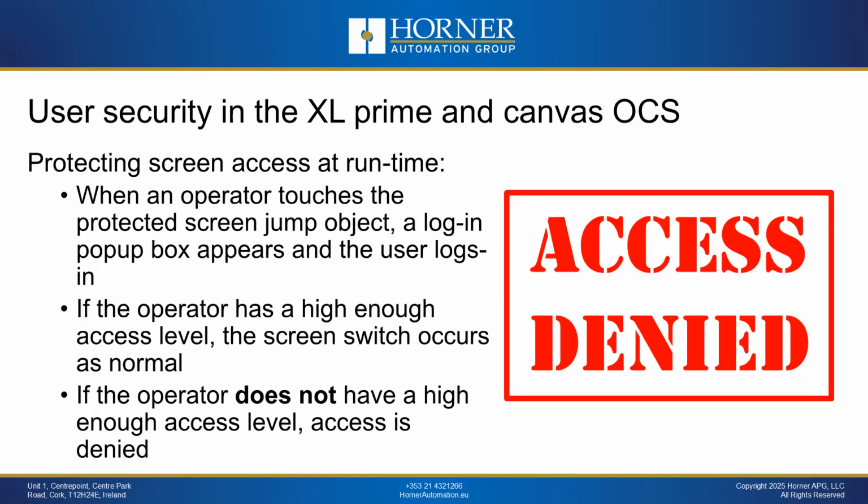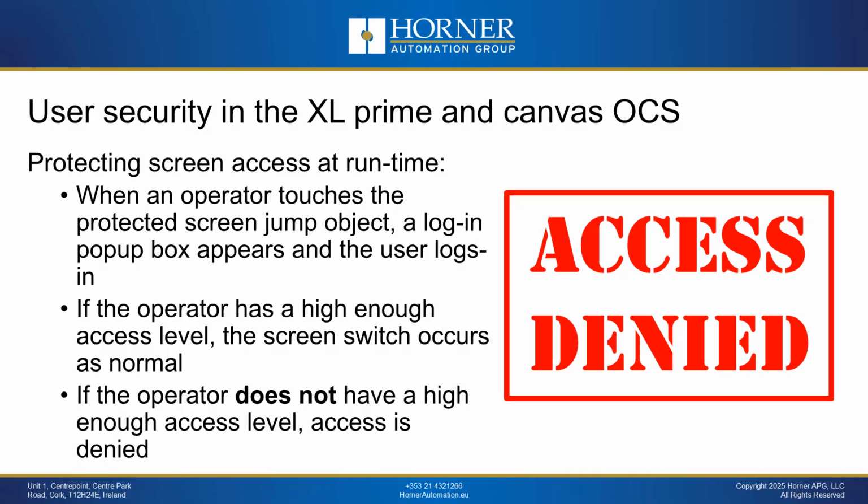Now at runtime, what is going to happen is the operator is going to press the button to attempt to jump the screen, and then he will get a pop-up window that will ask for a username and password credentials. Once he has entered his username and password, if the access level assigned to those credentials is high enough, the screen switch will occur. If the access level is not high enough, he will see an access denied message instead.